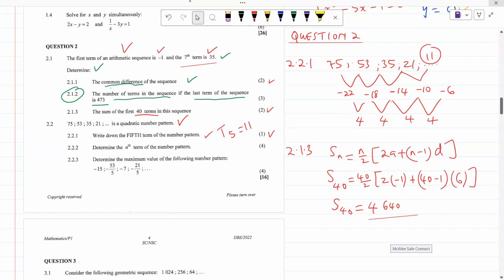Now in 2.2.2, before I move to Pilo, determine the nth term of the number pattern. What is the nth term of the number pattern? Right, now we want to find the nth term. Let's do the nth term.